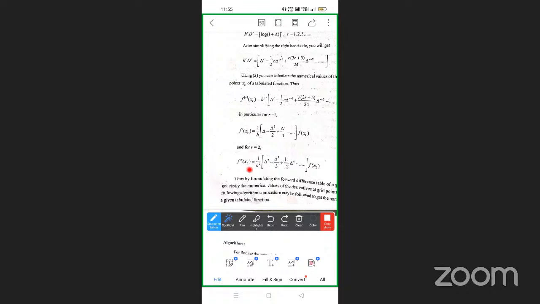Second derivative f double dash of xk is equal to 1 by h square into delta square minus delta cube by 3 plus 11 by 12 delta power 4 minus and so on, into f of xk. So this is the second derivative formula.